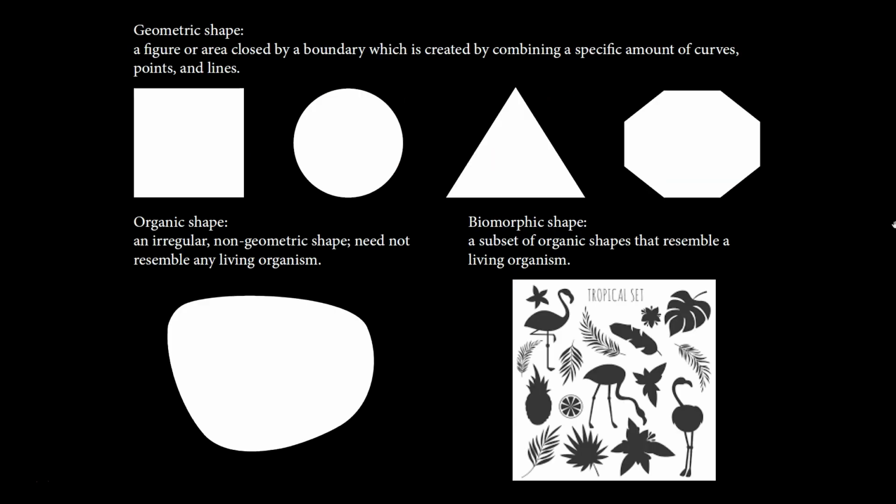There's a few different definitions we need to go through of different types of shapes. The first is geometric shape. That's any figure or area closed by a boundary, which is created by combining a specific amount of curves, points, and lines. So basically mathematically defined objects. Squares, circles, triangles, octagons, anything like that. Organic shapes are irregular, non-geometric shapes, and they need not resemble any living organism. So something like this, soft curved lines, not your standard math shape. A subset of organic shapes are biomorphic shapes. These are shapes that would resemble a living organism. So here we've got flamingos and flowers and an orange.